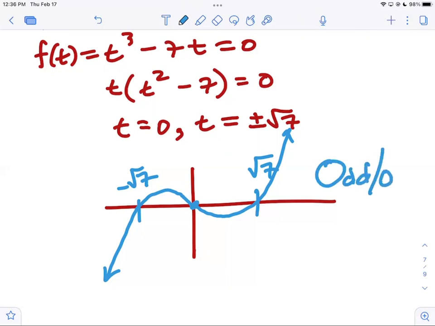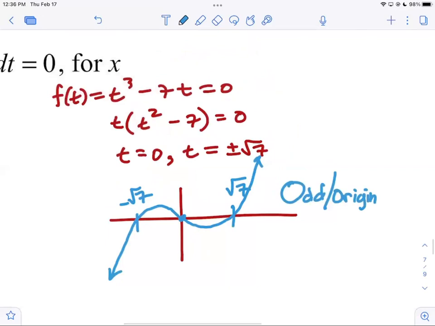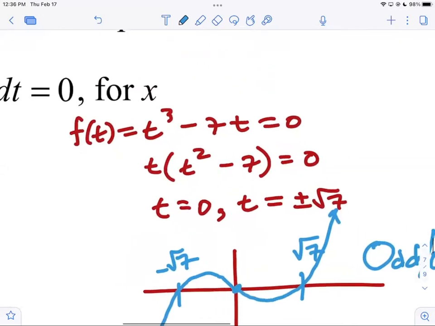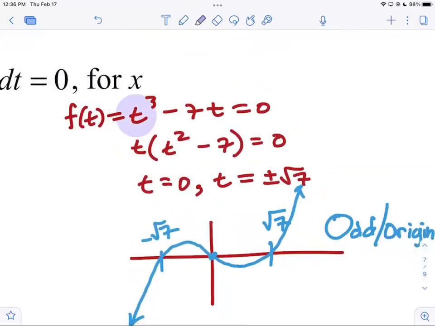Odd function with origin symmetry, right? That's your rotational symmetry. Now, we could have verified that algebraically up here. If you replace t with negative t and separate it, since both terms have odd powers, both signs will change. If all the signs change, it's odd. If none of the signs change, it's even. If some change and some don't, it's neither.